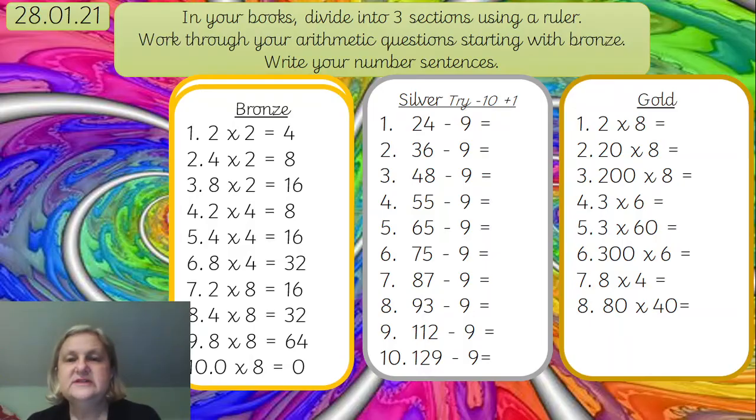So your silver one was to take away 9, and I gave you that tip at the top, for take away 10 and then add on 1, which was the inverse of what we were doing the other day when we were adding on 9. We were adding 10 and taking away 1. So those are really good strategies to help you stop having to count up on your fingers and get confused with those 9s.